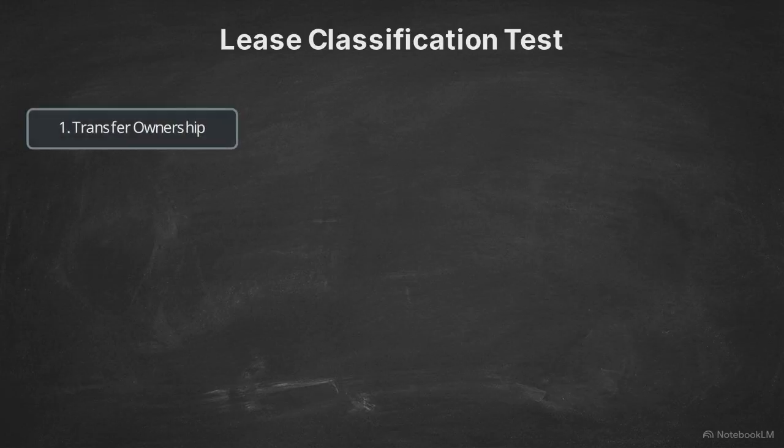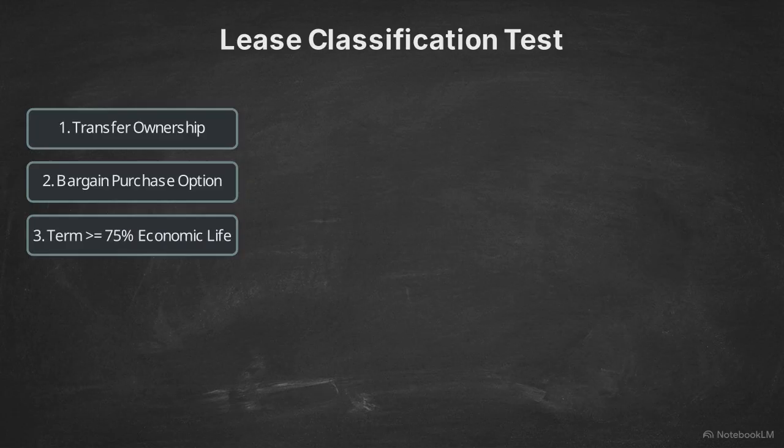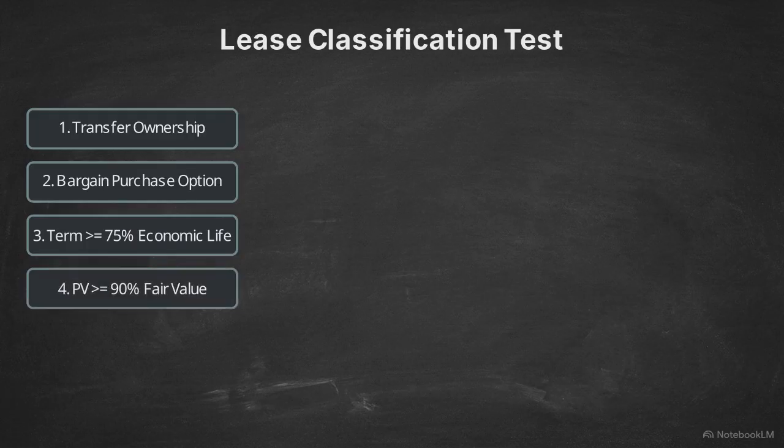First, does the lease transfer ownership of the asset to the lessee by the end of the term? Second, does the lease include a bargain purchase option that the lessee is reasonably certain to exercise? Third, is the lease term for 75% or more of the asset's remaining economic life? Fourth, does the present value of the lease payments equal or exceed 90% of the asset's fair value?